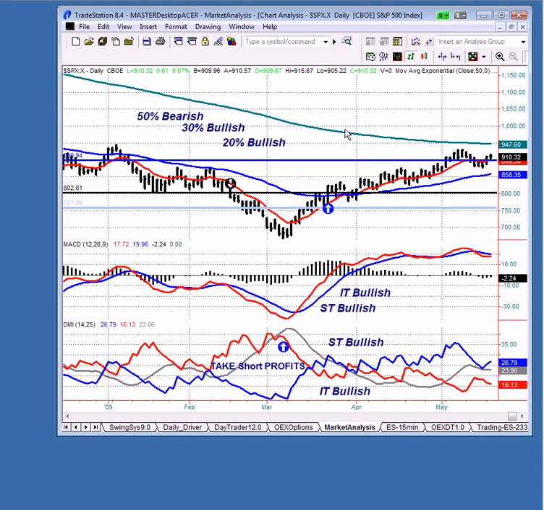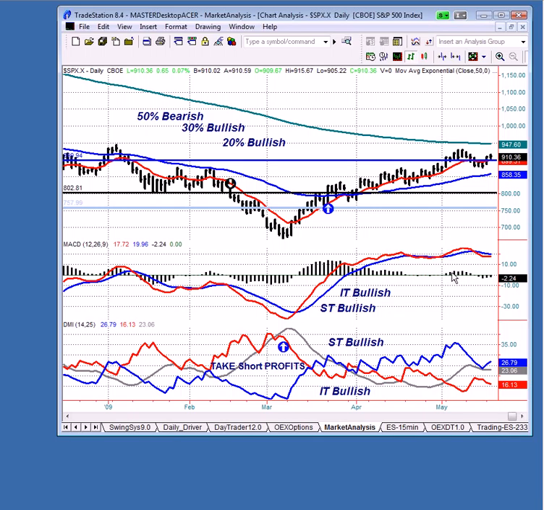So now we're looking at a chart of the daily market. This is the daily cash index. We do remain fully bullish on the S&P 500 cash market. As you can see, we have remained bullish, intermediate term bullish and short term bullish for the directional movement bias, although the intermediate term is waning just a little bit.